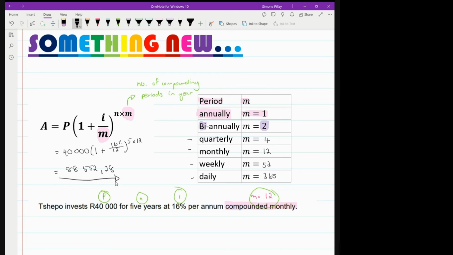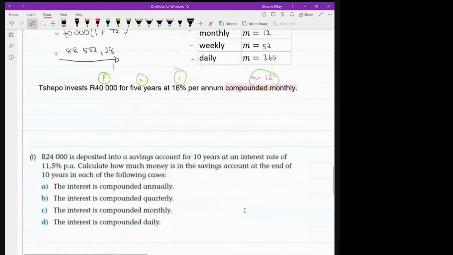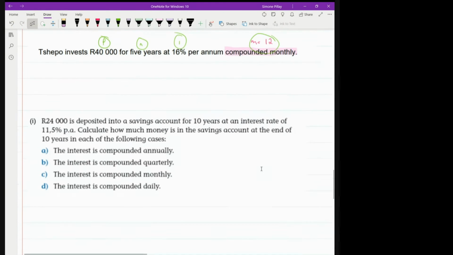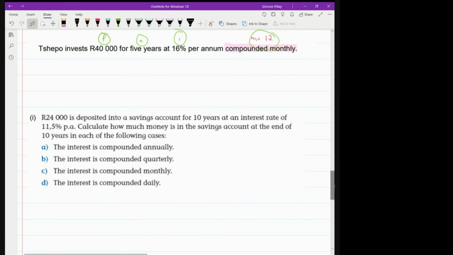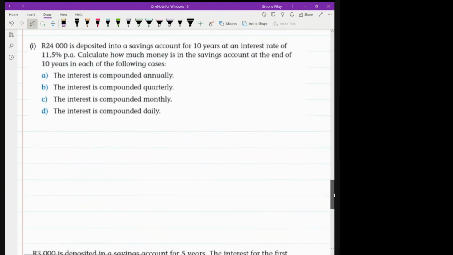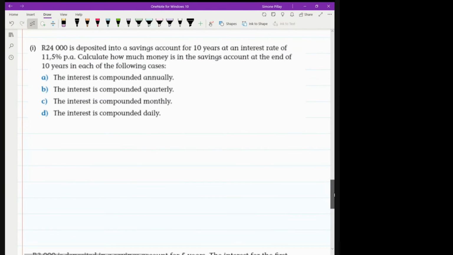Okay, that is that. Now, I want us to do this next question, and it's really going to show us how when we have multiple compounding periods, it really increases the amount of interest that we end up having to pay. So let us go and let's look at this.